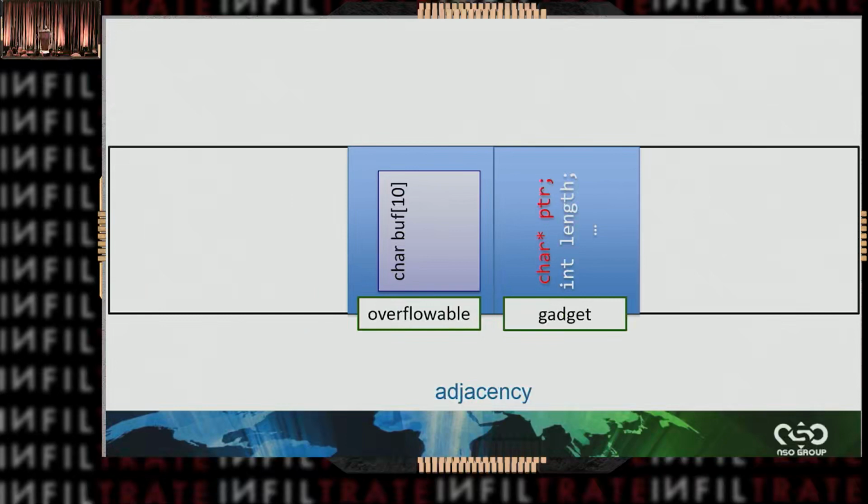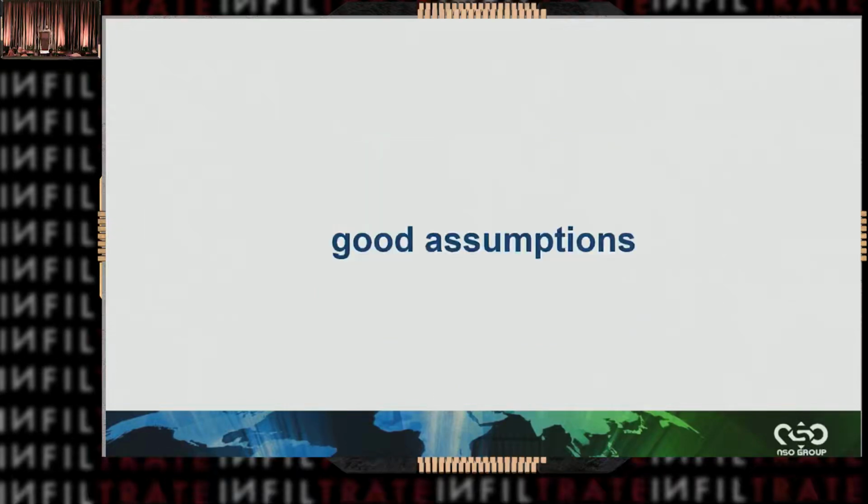Just to remind you, what we need to do is to cause the overflowable object to be allocated immediately before the gadget object, using the allocation and free primitives to shape the heap. Now, these assumptions that we've made are good assumptions. Why? Without a gadget object in the same size class as the overflowable object, it is almost impossible to exploit a buffer overflow on jmalloc. Without any arbitrary size allocation primitive, it is very difficult to exploit on dmalloc.